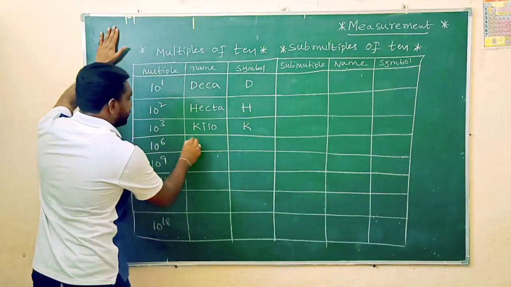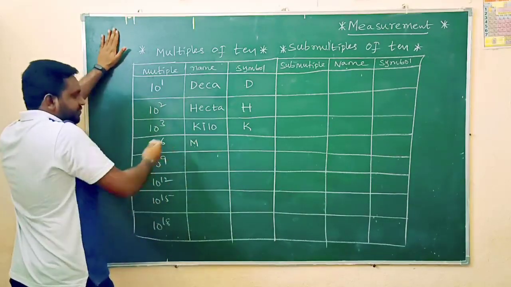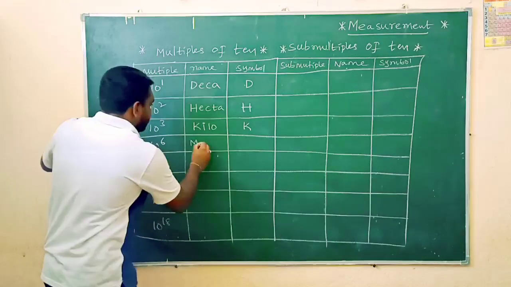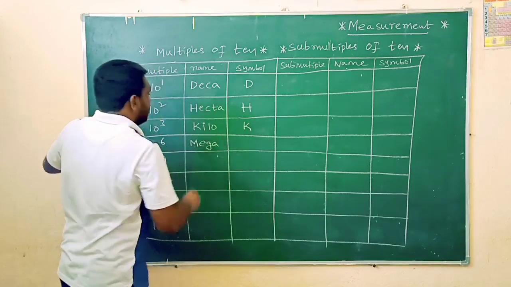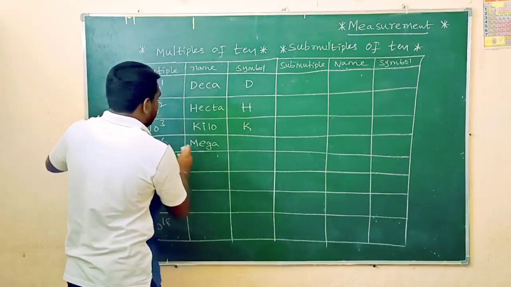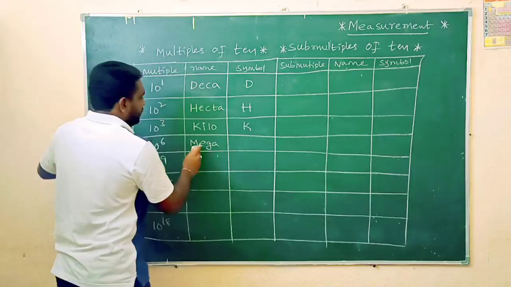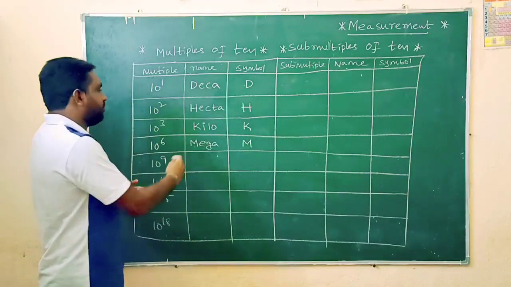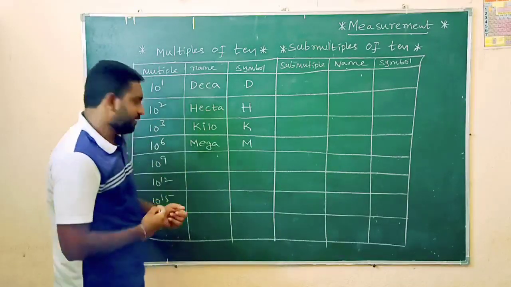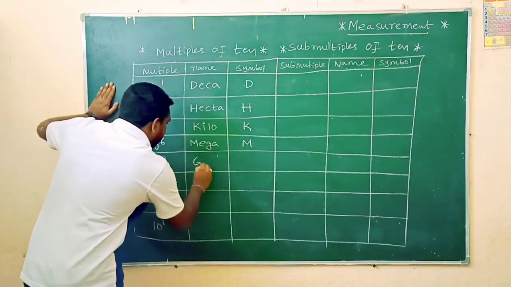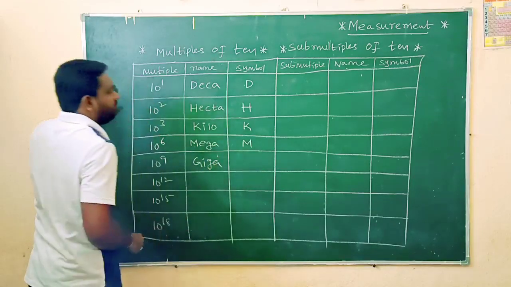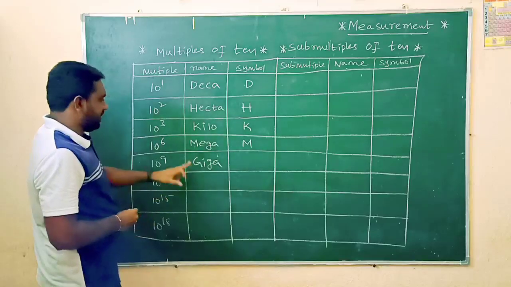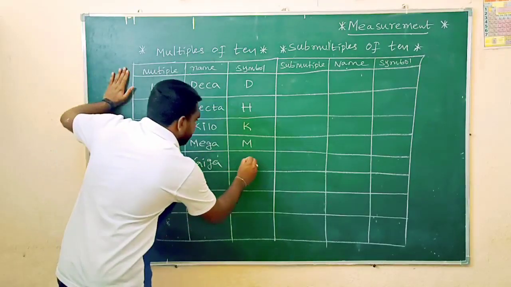10 to the power of 6, you know that Chiranjeevi is called megastar. Mega means 10 to the power of 6, that means large one. So here mega means 10 to the power of 6, denoted with M. In this way you should remember. For the sake of remembering, I am giving one example. And 10 to the power of 9, gigabyte, terabyte. You will hear these terms in software systems. Giga is 10 to the power of 9, denoted with capital G.